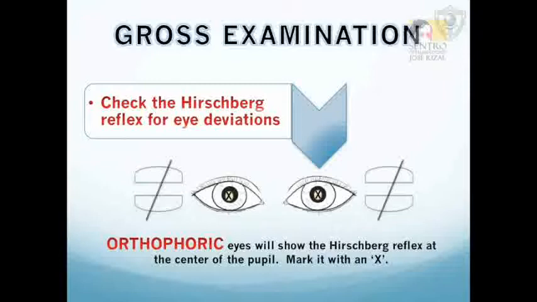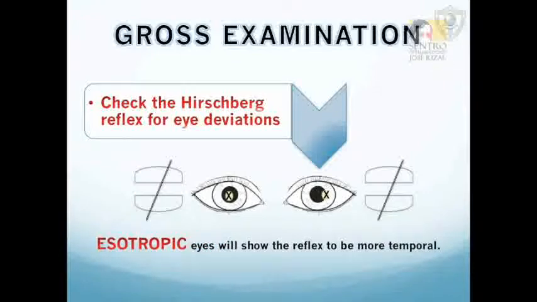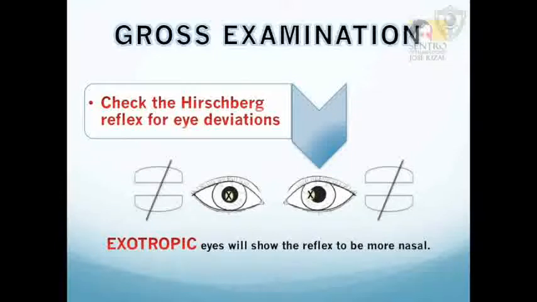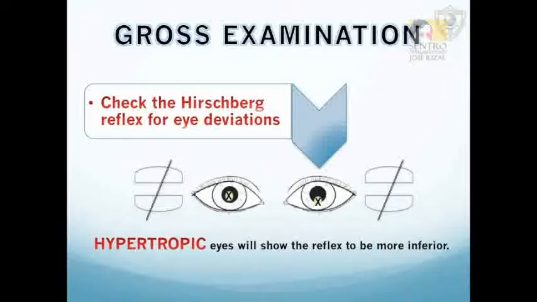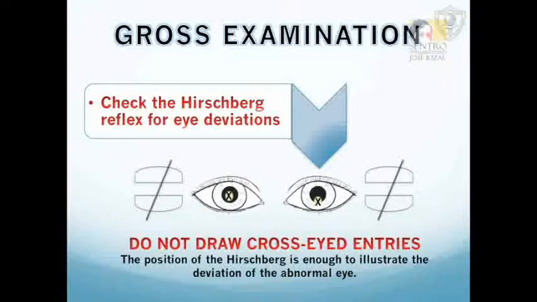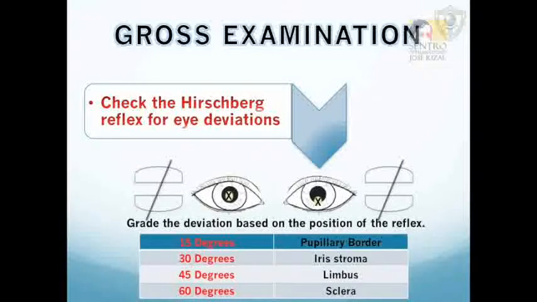Orthophoric eyes will show the reflex at the center of the pupil, marked with an X. Esotropic eyes will show the reflex to be more temporal. Exotropic eyes will show the reflex to be more nasal. Hypotropic eyes will show the reflex to be more superior. Hypertropic eyes will show the reflex to be more inferior. Do not draw cross-eyed entries. The position of the reflex is enough to illustrate the deviation of the abnormal eye.